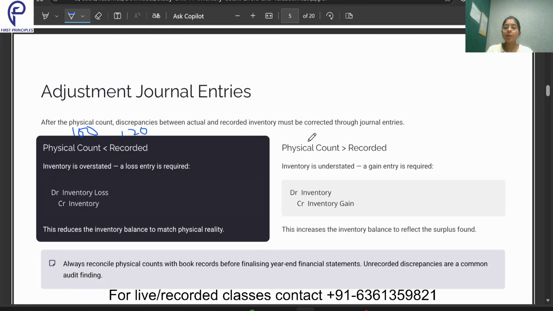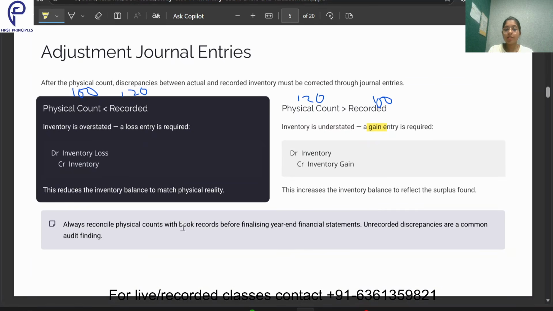Then coming to when the physical count is greater than the recorded. Now suppose my physical count is 120 and the one which I have recorded is 100. What is happening on my books? On my books it is lower as compared to what is there in my warehouse. So in that case, what we will say? We will say that the inventory is understated, and in that case we will pass a gain entry. Now gain is credited, so we will credit the inventory gain. And what should be increased? My inventory, so debiting the inventory.